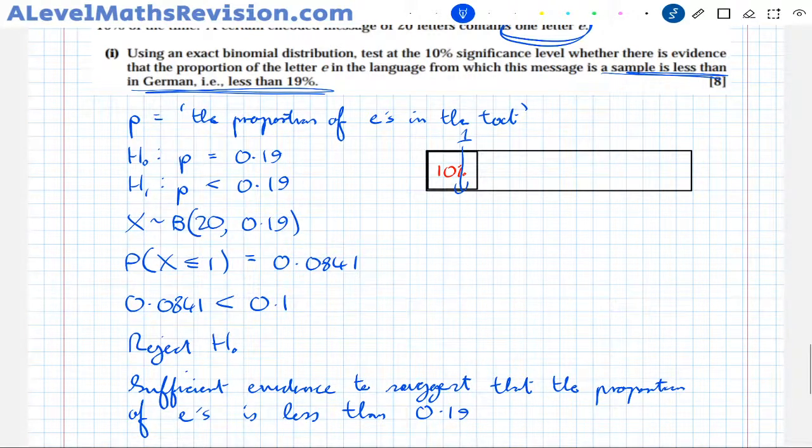So I hope that was useful. And there's one more of these to go, with the schools being back on 8th of March. So to answer your question, Christine, they both mean exactly the same thing. Critical region and rejection region mean exactly the same thing.